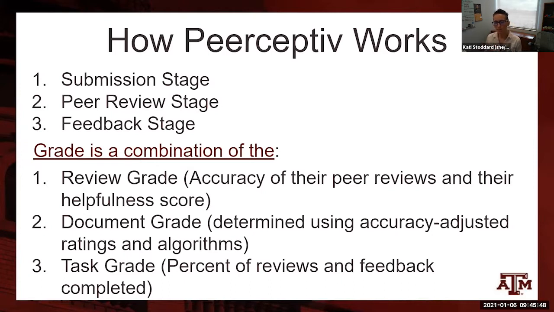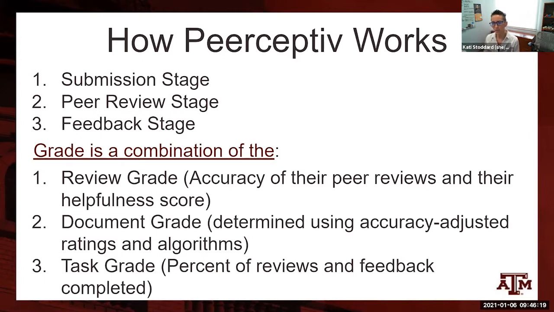The first is the review grade, and this comes from the peer review stage. This is the accuracy of the peer reviews and their helpfulness scores. How accurate are they? If they're totally off base and they haven't paid attention to the rubric at all, then their accuracy will go down, and that will reflect in their review grade. Their helpfulness score, how helpful you were to your peers, you get from the feedback stage.